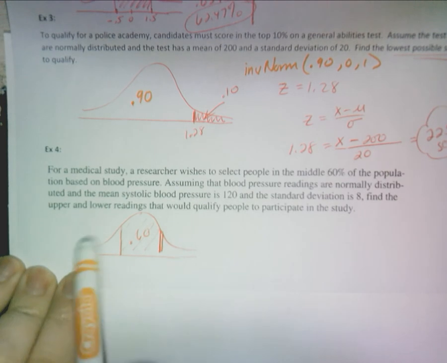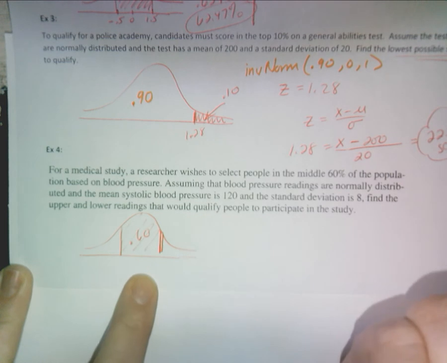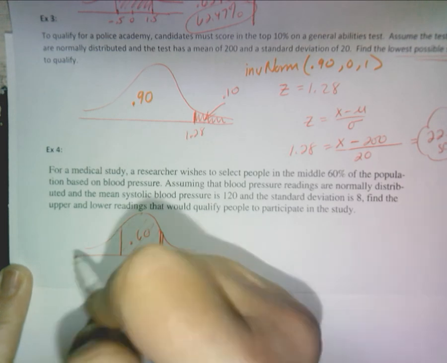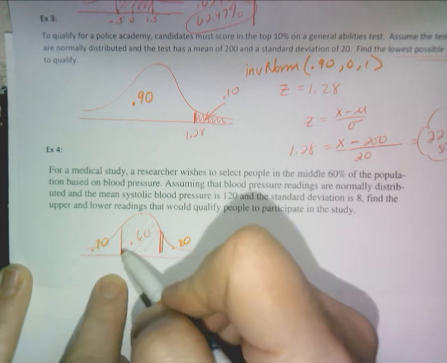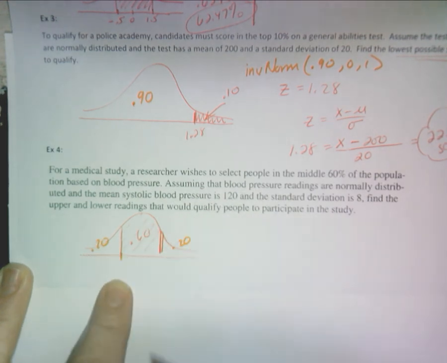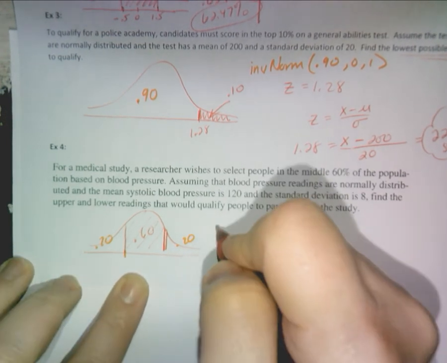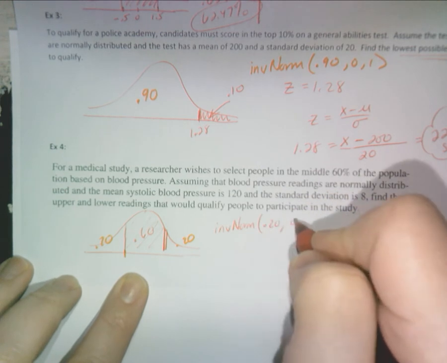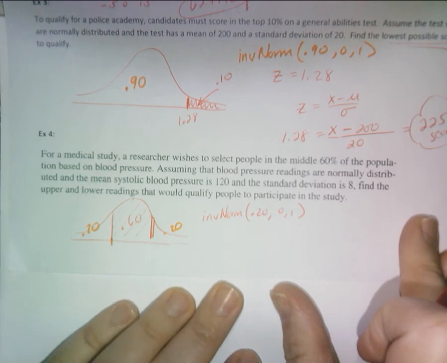How much is left for either end here and here? It's not hard. 1 minus 60 is what? 40. 40 cut in half is? So would you agree this is 0.2 and this is 0.2? I could find this area and I'd find my one Z. So let's do that. Let's inverse norm 0.20, 0, 1, and tell me what that one Z is.